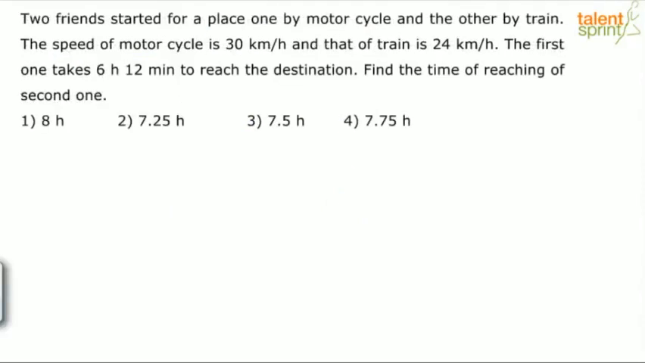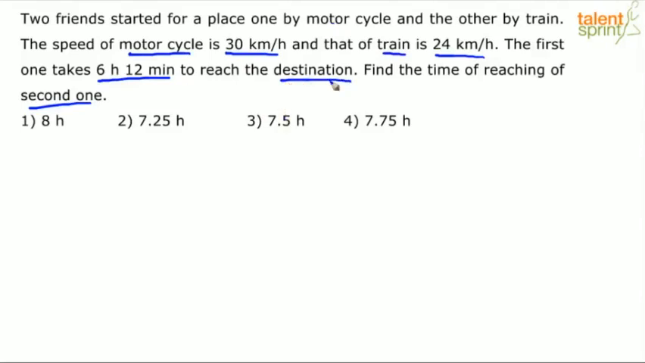Look at this one. Two friends started for a place, one by motorcycle and the speed of the motorcycle is 30 kilometers per hour and that of the train is 24 kilometers per hour. The first one takes 6 hours and 12 minutes to reach the destination. Find the time of reaching of the second one. Now this again is a sitter, I would say, right? It says two friends started for a place. One started by motorcycle, the other started by train. And they are going to the same destination, right?